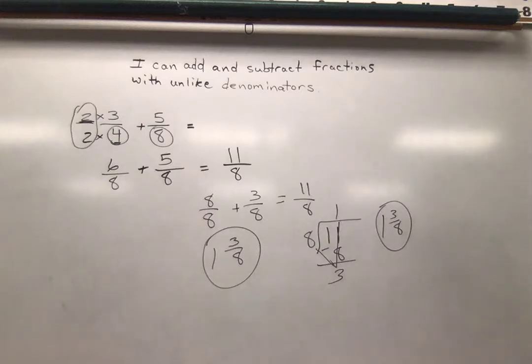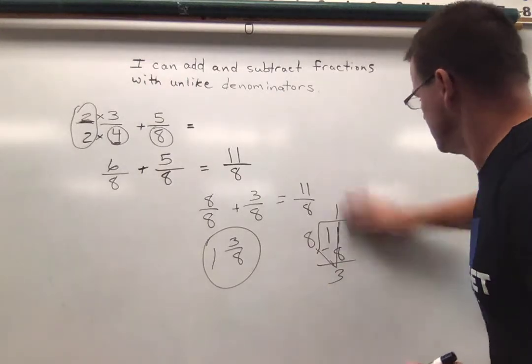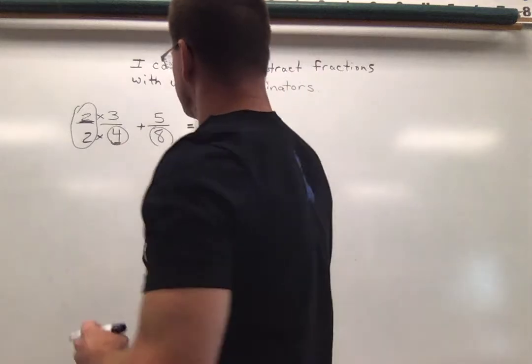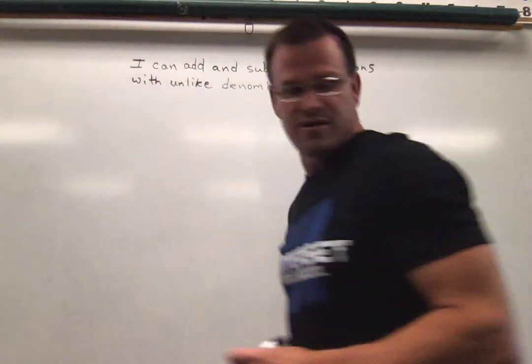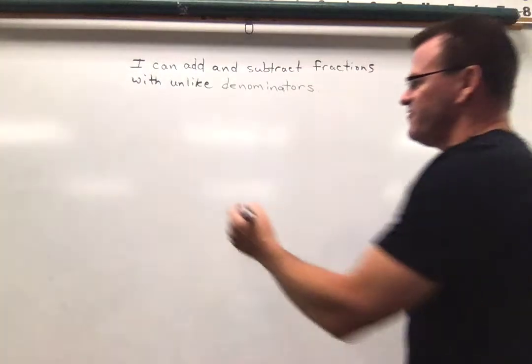Okay, we're going to take a look at one more example here where it might look a little different. Sometimes you might have an improper fraction, or a fraction that's greater than 1. So let's look at this example: 1/3 plus 5/4.